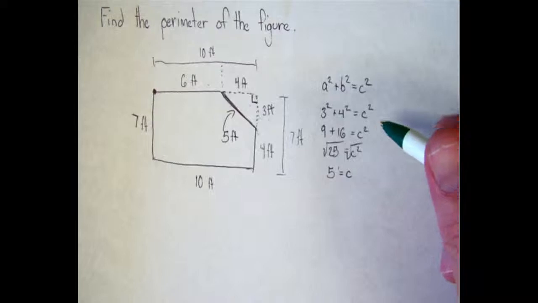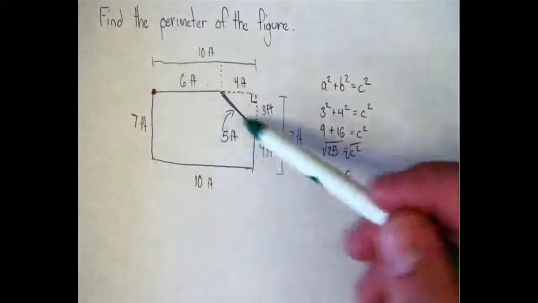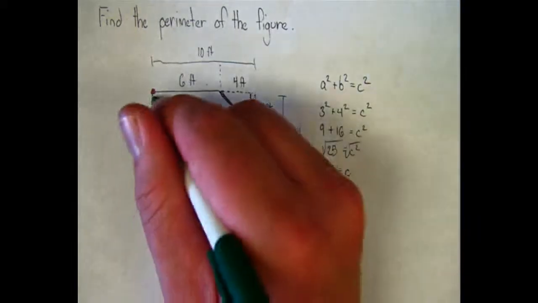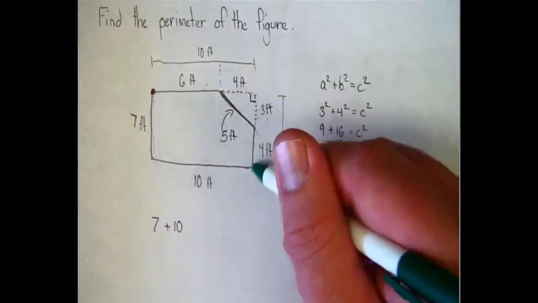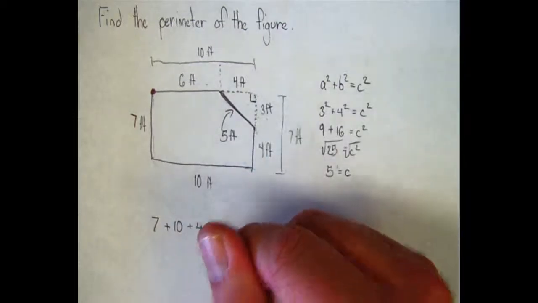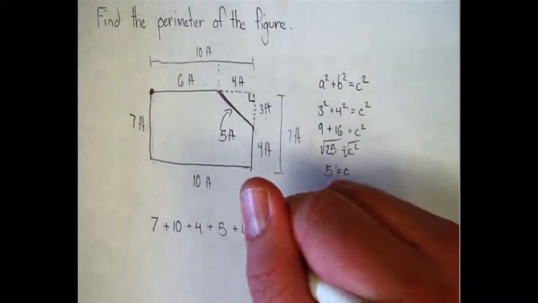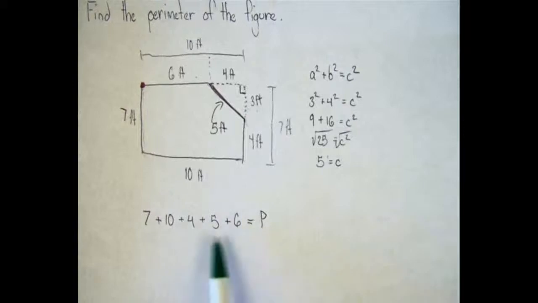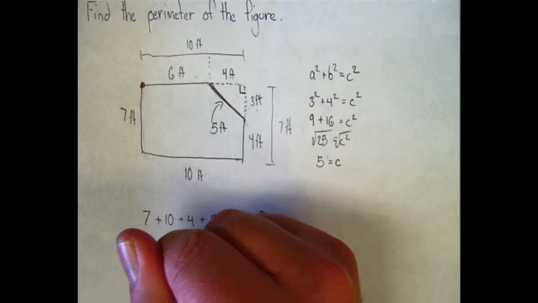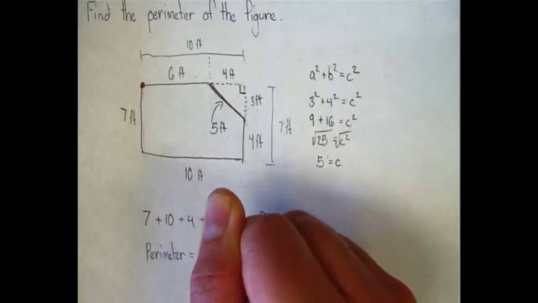So now in order to calculate the perimeter, pick some point on the side of the figure, and we're just going to add up everywhere. So I go down here, that's 7 feet. I go over here, that's another 10 feet. Up here would be another 4. Going across there, we figured out was 5, and then plus 6, and that's going to give me my perimeter. So now I add these all together. 4 plus 6 is 10, 10 plus 10 is 20, 27, 32. So the perimeter of this figure would be 32 feet.